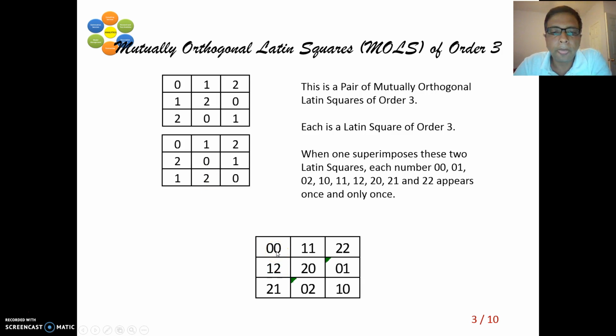So if I take the superimposition of these two Latin squares, all the 9 pairs will appear, and of course they will appear only once. So when one superimposes these two Latin squares, each pair 0 0, 0 1, 0 2, 1 0, 1 1, 1 2, 2 0, 2 1 and 2 2 appears once and only once. So then we call the two Latin squares mutually orthogonal.